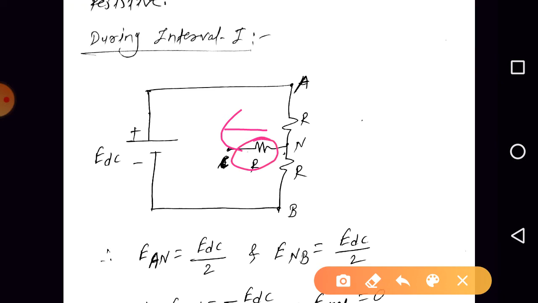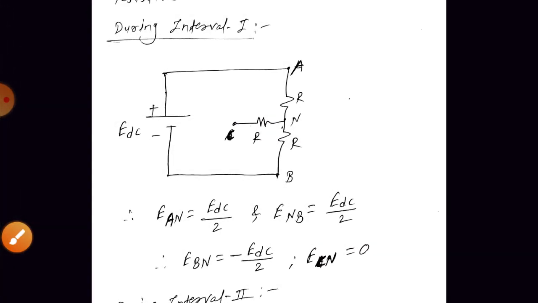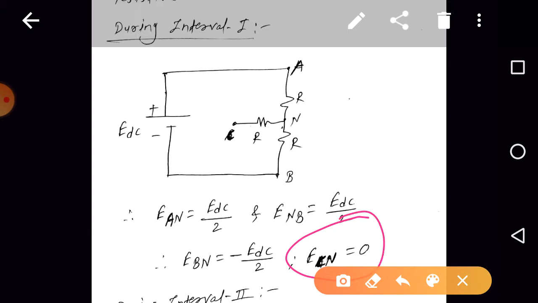So current in phase C is 0. What about the VCN? Definitely VCN will be 0. VCN or ECN, it will be 0. Are you getting the point, right?